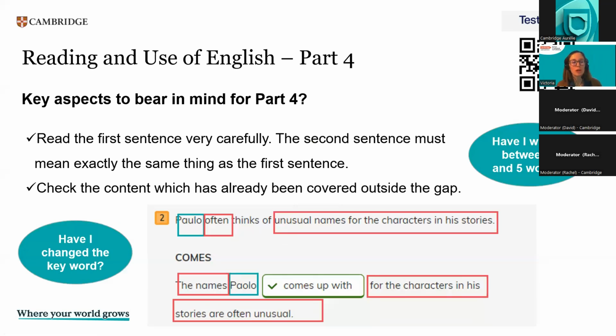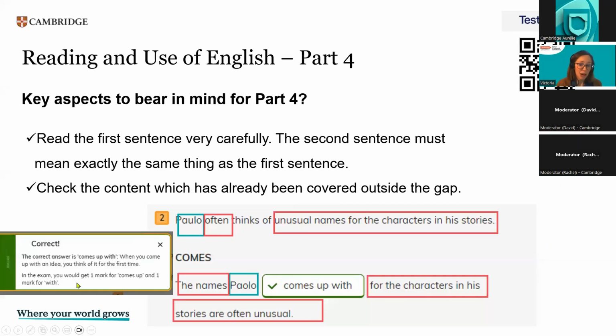And what do you need to do before you move on? It's important maybe to ask yourself these two questions. Have I changed the keyword? Have I written between 2 and 5 words? Okay, because this is the limitation, right? You need to write between 2 and 5 words. And I would maybe add, have I repeated or included any words which are already in the sentence? Because this is usually the case. Sometimes we are so into the exam that we may repeat a word and we don't realize. Okay, so these are important questions to ask yourself before moving on.